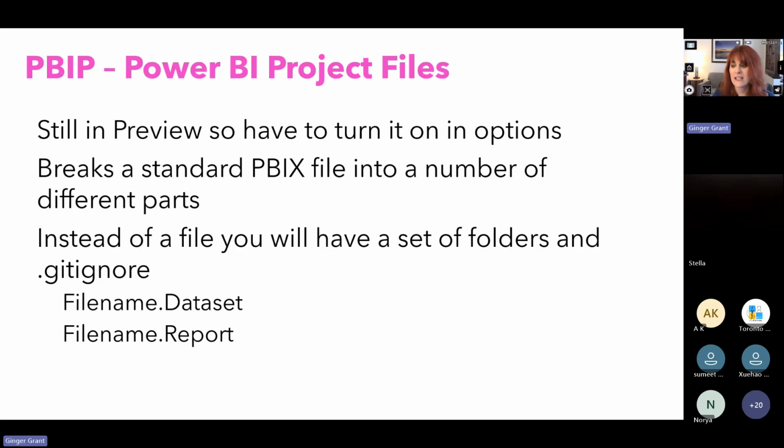And instead of getting a single file, you're going to get a PBIP file, a set of folders, and a file called .gitignore. You're also going to get filename.dataset and filename.report. Those are going to be the names of your folders that you have created. And we'll take a look at those here in a minute.